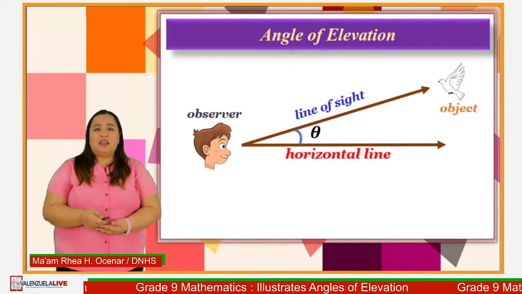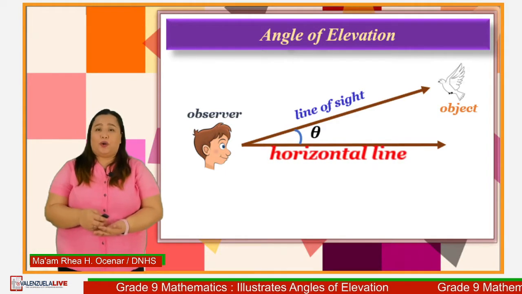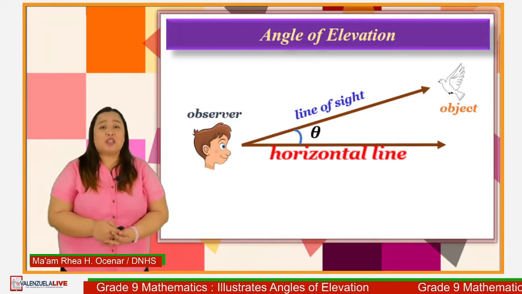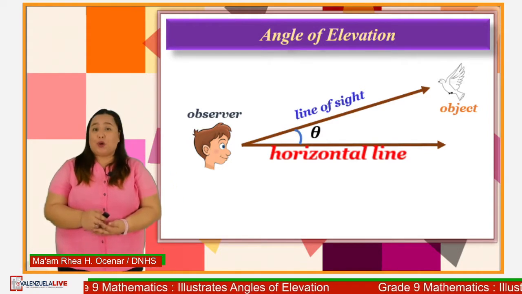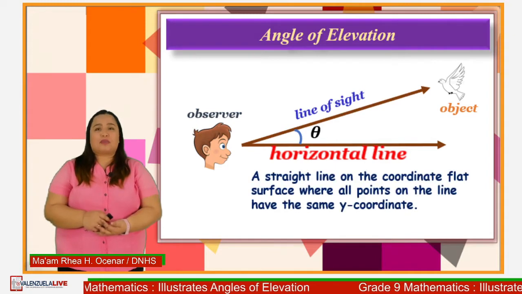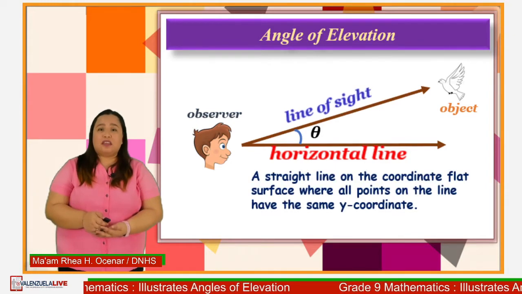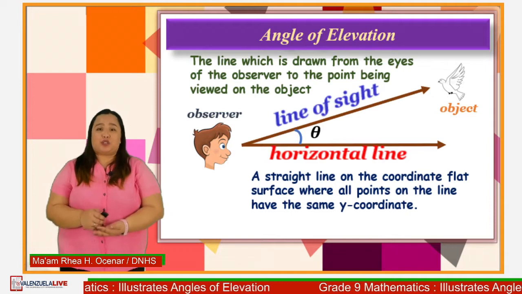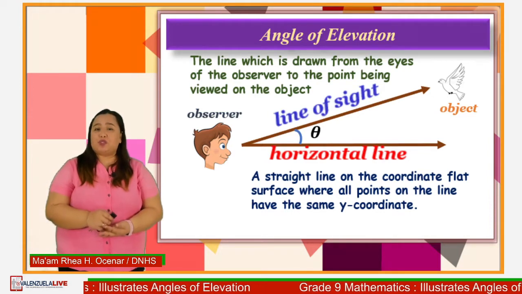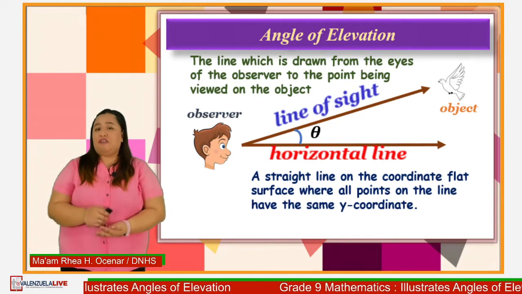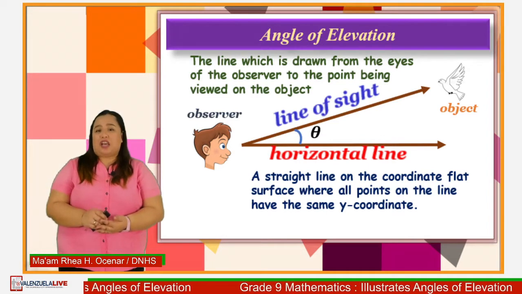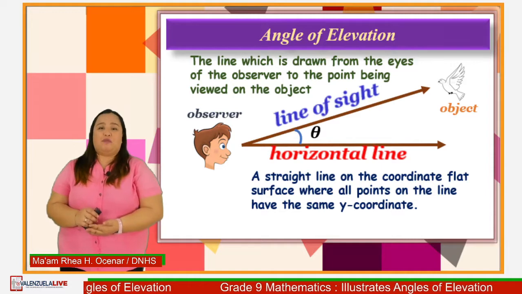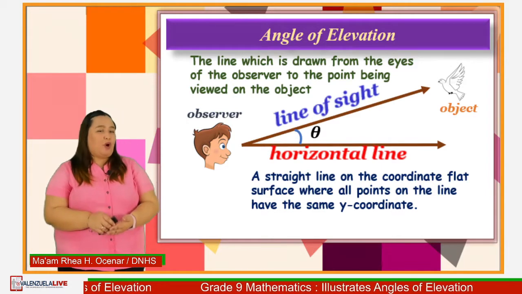Horizontal line is a straight line on the coordinate flat surface where all points on the line have the same y coordinate. While line of sight is the line which is drawn from the eyes of the observer to the point being viewed on the object. Remember that the line of sight of an angle of elevation is always upward.